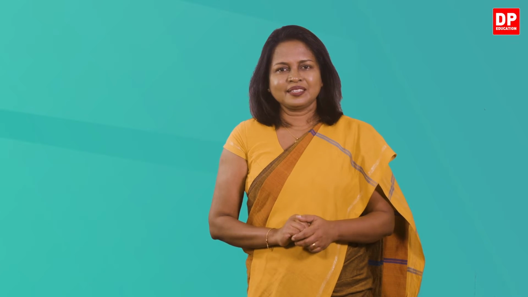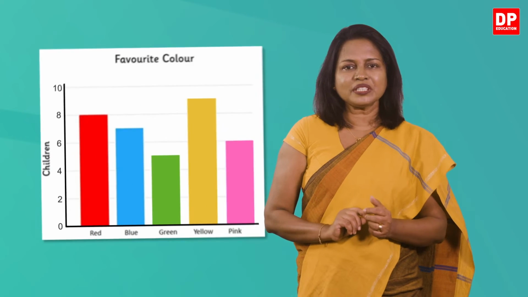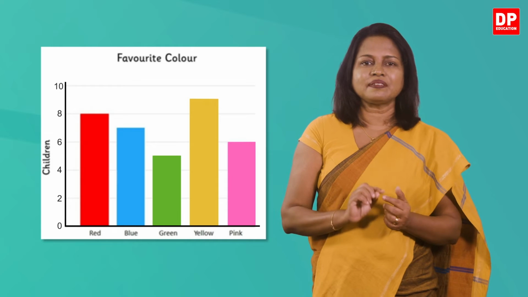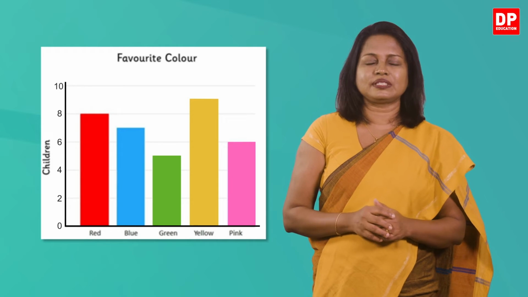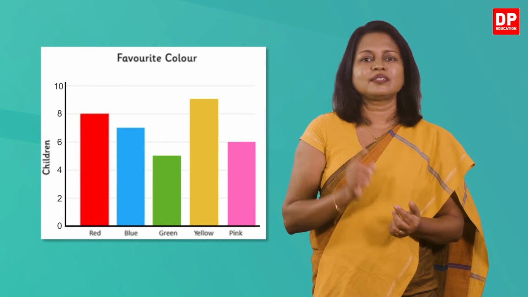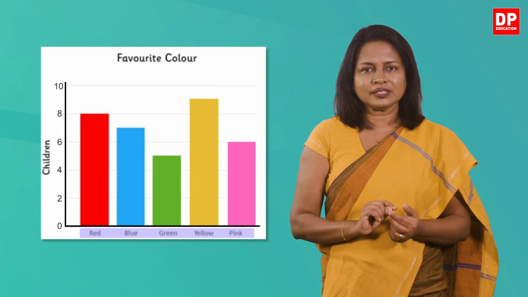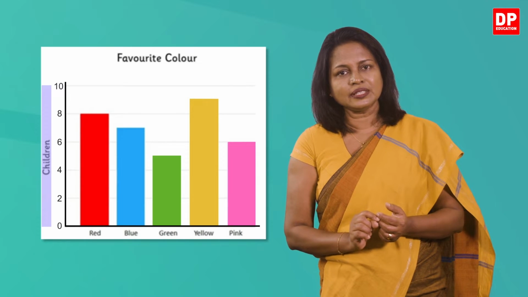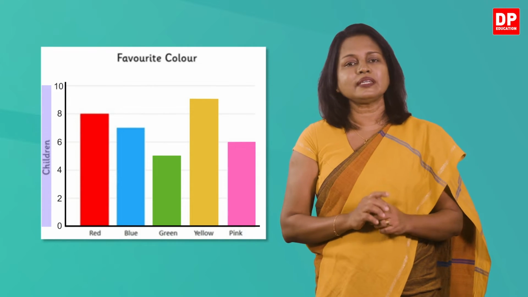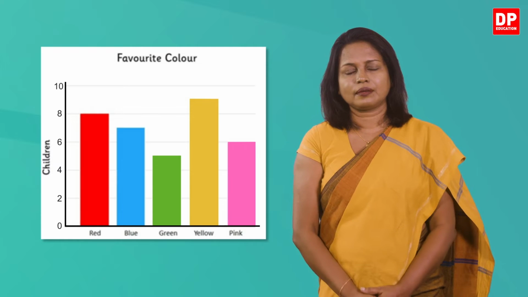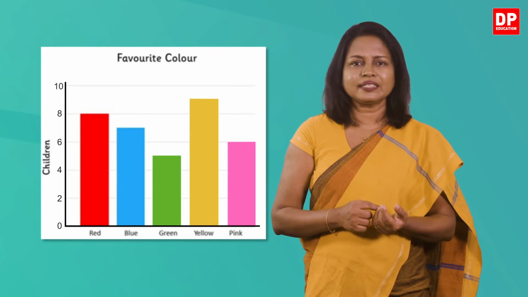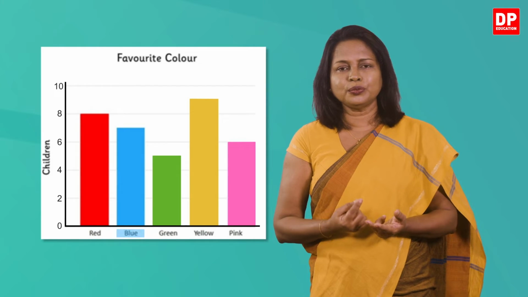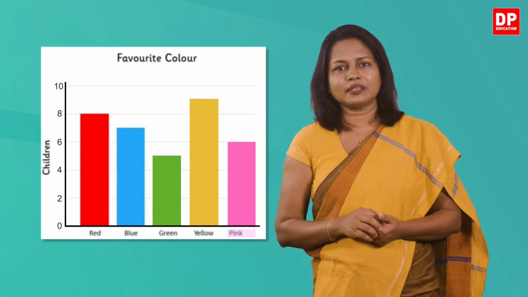Okay children, now let's try to interpret the information in this bar chart. This bar chart depicts the favorite colors of some students. In the chart, the horizontal axis represents the favorite color, while the vertical axis represents the number of students who like each of them. According to the bar chart, there are 5 colors that students like. They are red, blue, green, yellow and pink.